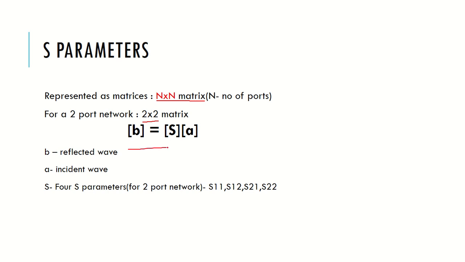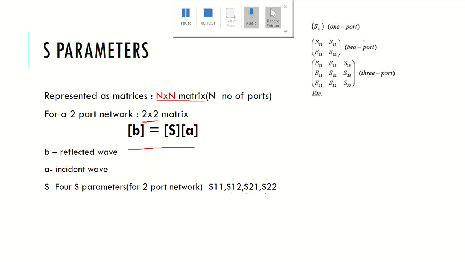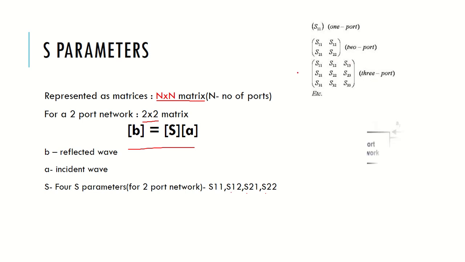So the general representation of the S parameters is B is equal to S into A, where B represents the wave that is reflected, S represents the S parameters, and A represents our incident wave. For a two-port network, we have 4 S parameters: S11, S12, S21 and S22. So one port means only one S parameter. Two port means it is 2 cross 2, so 4 S parameters. Three port means it is 3 cross 3, so it is 9 S parameters in total.